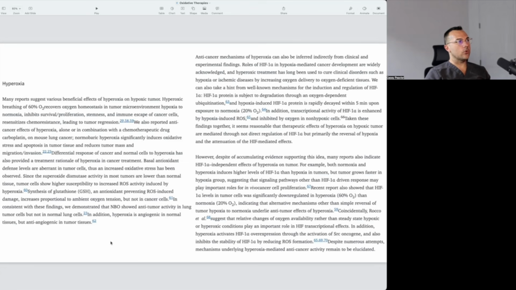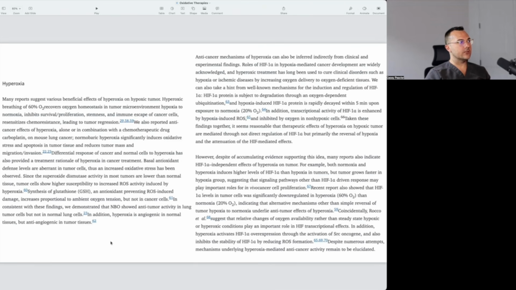We also reported anti-cancer effects of hyperoxia alone or in combination with a chemotherapeutic drug, carboplatin, on mouse lung cancer. Normobaric hyperoxia significantly induced oxidative stress and apoptosis in tumor tissue and reduced tumor mass and migration invasion. Differential response of cancer and normal cells to hyperoxia has also provided a treatment rationale of hyperoxia in cancer treatment.